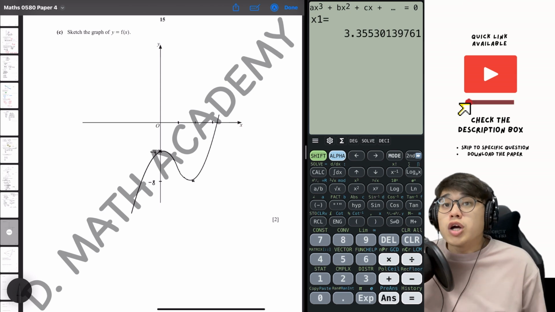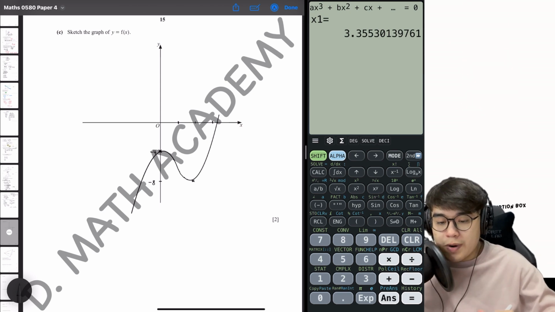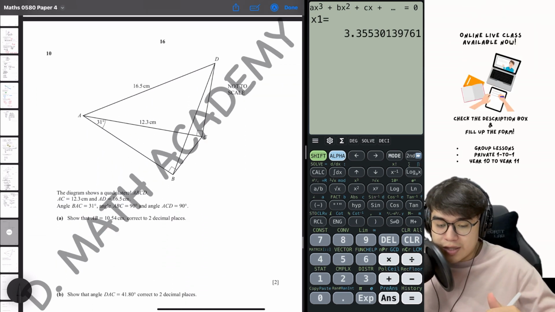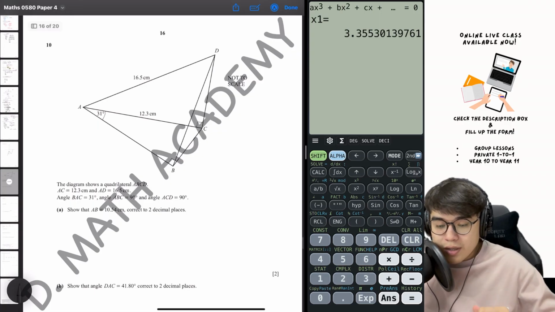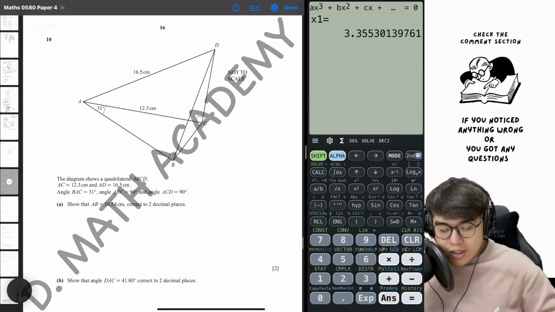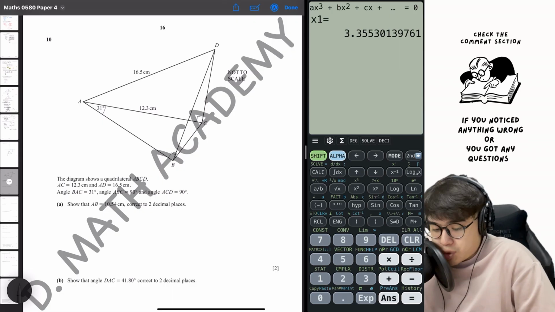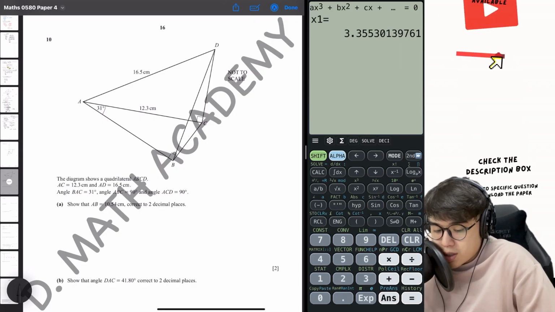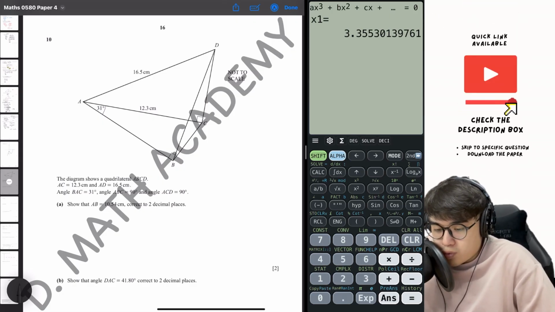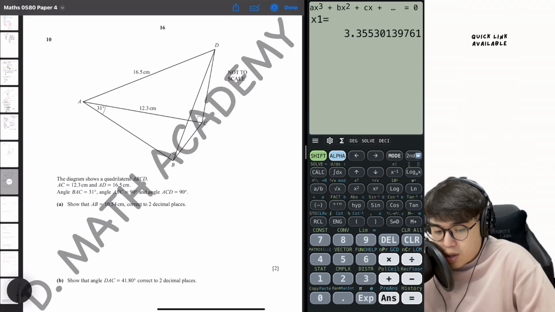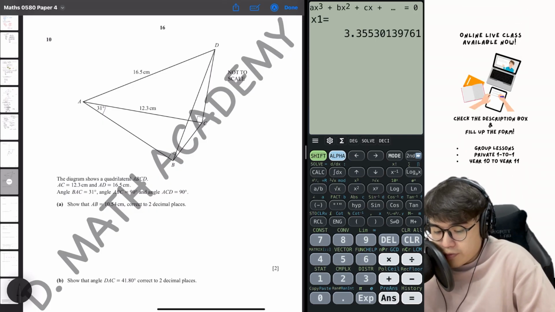Moving on to the next part, we have question 10. We're almost done. Let's check what they want. They want us to show that AB is 10.52. AB is 10.52.